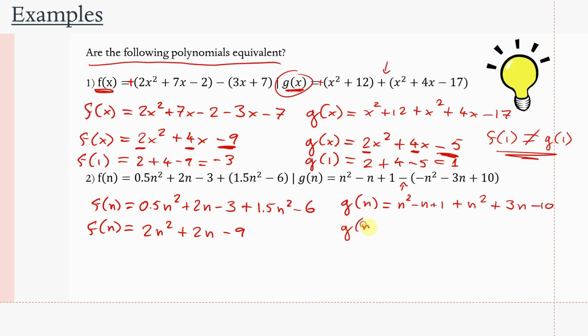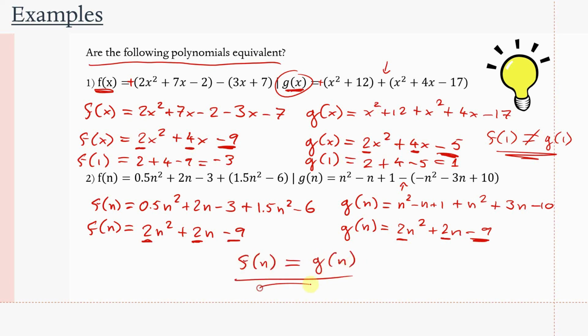And if we collect like terms, n squared plus n squared, 2n squared. Negative n plus 3n, 2n. 1 minus 10 is negative 9, sorry. So now we can see that for the n squareds, the coefficient is the same. For the n's, the coefficient is the same. And for the lone coefficients, they're also equal. Now we can say that f of n is equivalent to g of n.